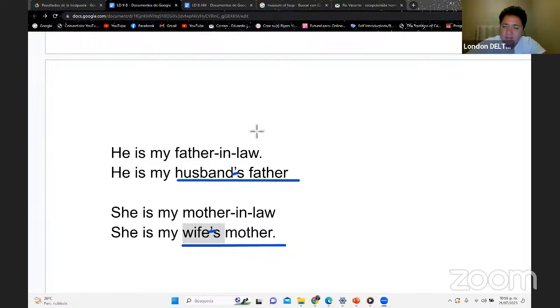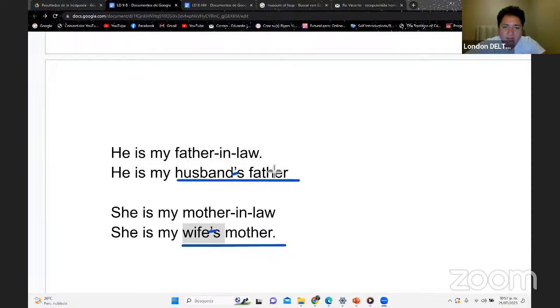Cuando estás usando una contracción, por ejemplo, I'm, right? Entonces utilizas el apóstrofe para indicar que algo se retiró. Entonces es I am, pero yo lo escribo como I'm, por eso pongo el apóstrofe. But the apostrophe also means that it belongs to someone. Quiere decir que pertenece a alguien.